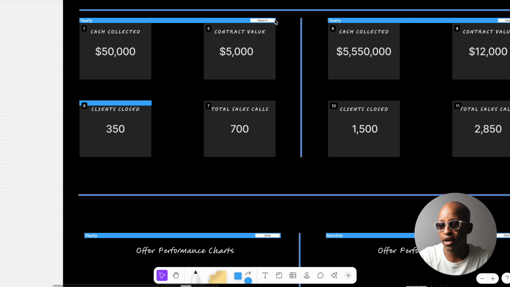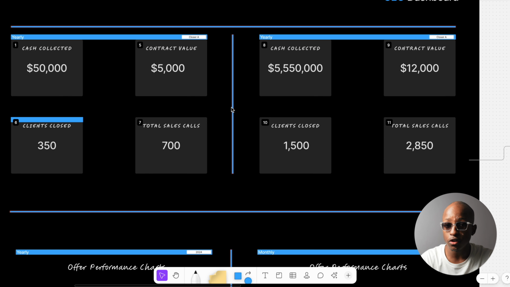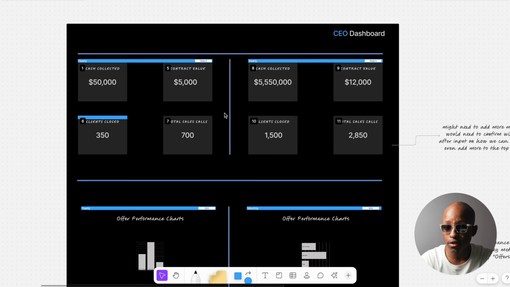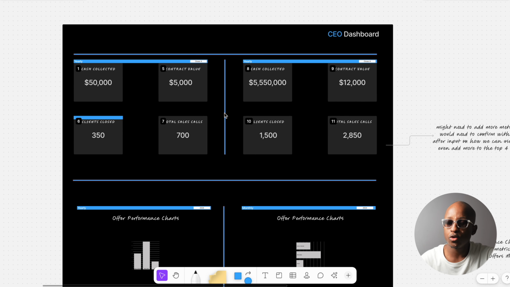So this can be filtered specifically on different closers. If you have closer A, closer B, and closer C, you can see how many clients they have closed and also the total sales calls that they've been taking. This is also super important because if you're able to understand these metrics in this format, I think you can use this as a source of truth that guides how your sales team is performing and also how the business is performing as well.